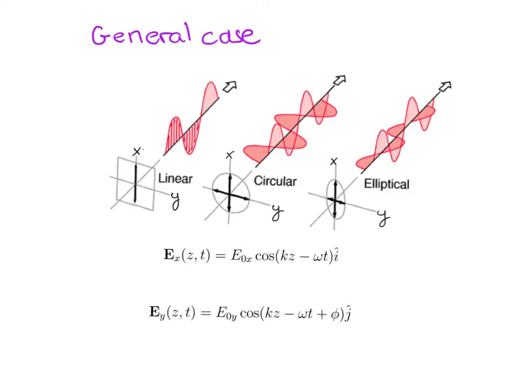And then more generally, you have waves in which the ratio of the amplitude of the x component to the y component can be anything, and the phase difference can be anything. And we call such waves, this general state, we refer to as elliptically polarized light.